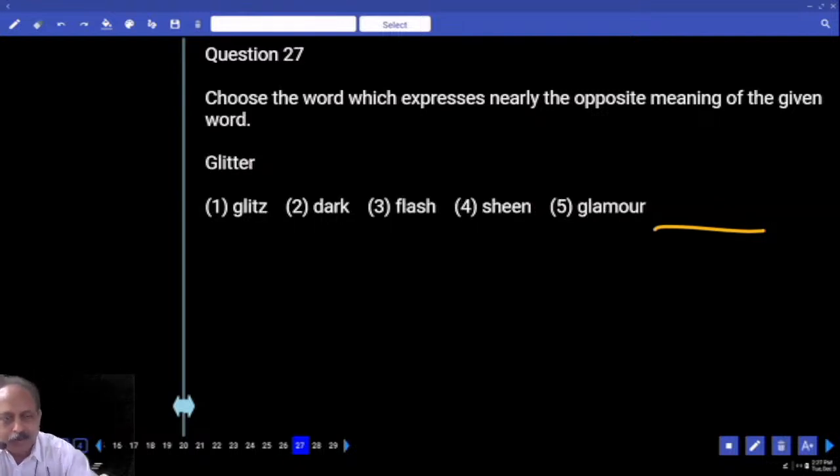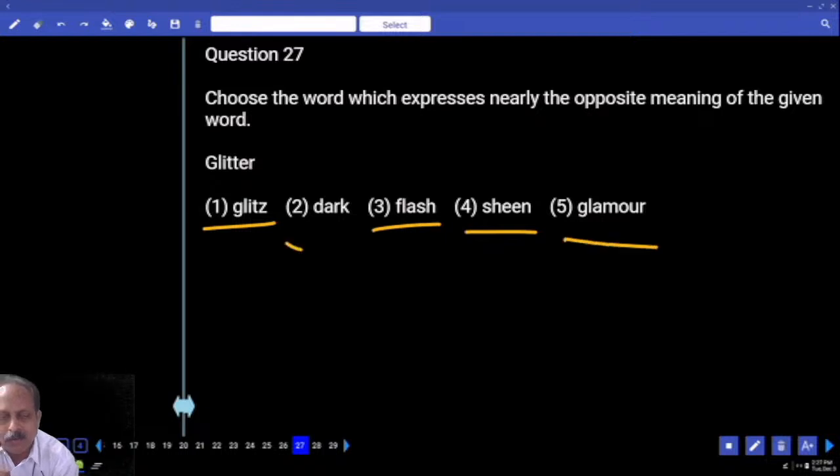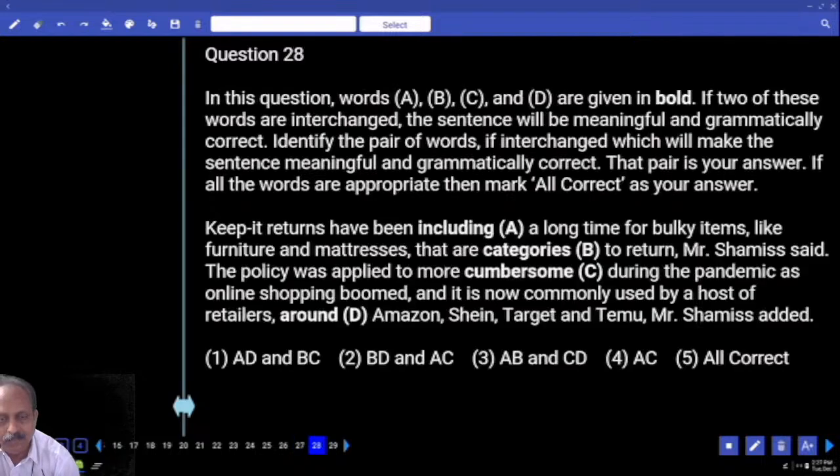What is the next one? Glitter. They want same or opposite? Glitz, flash, sheen, glamour. What is the odd one here? Have you chosen the second option? This is rather easy. What are these about? Word swap. Keep it returns have been, including categories, cumbersome. What is the last one?